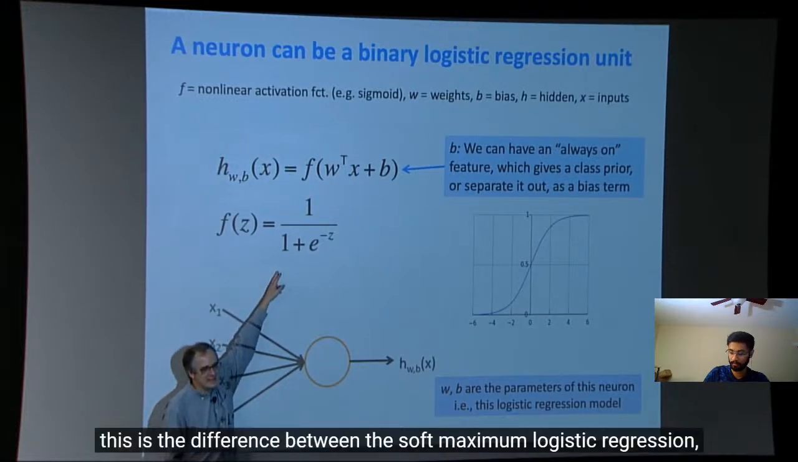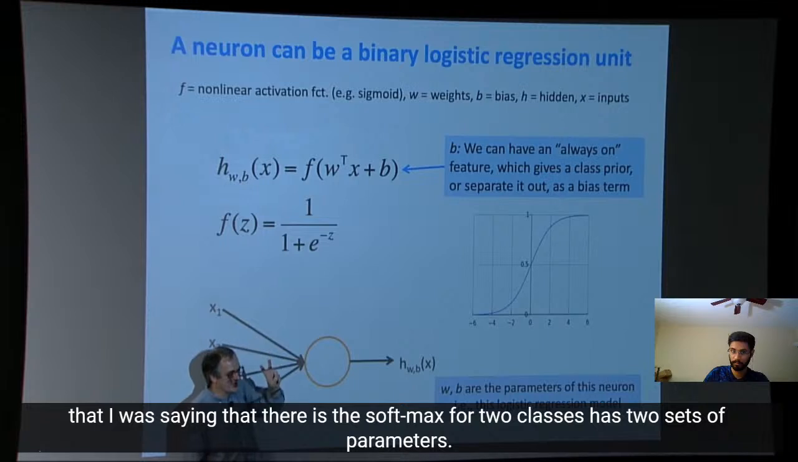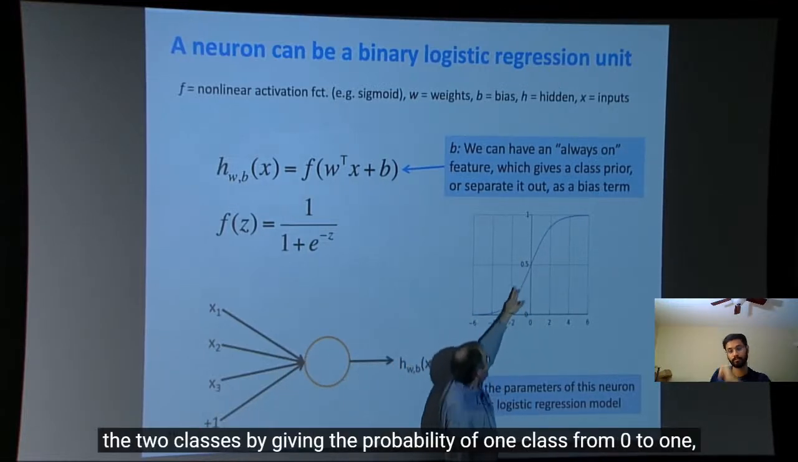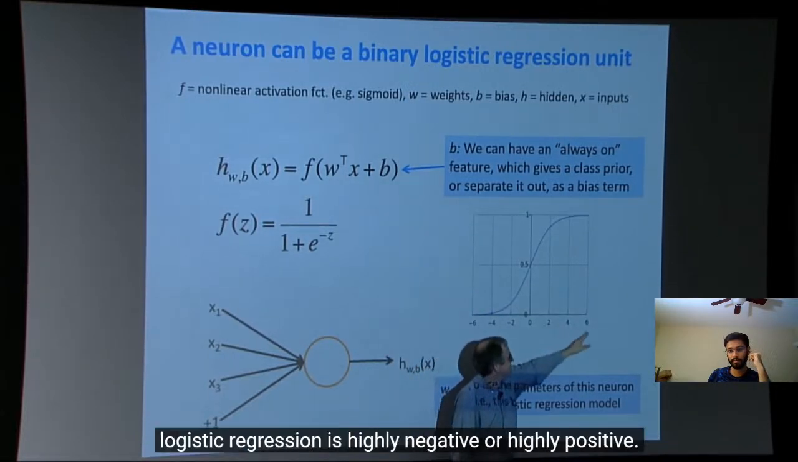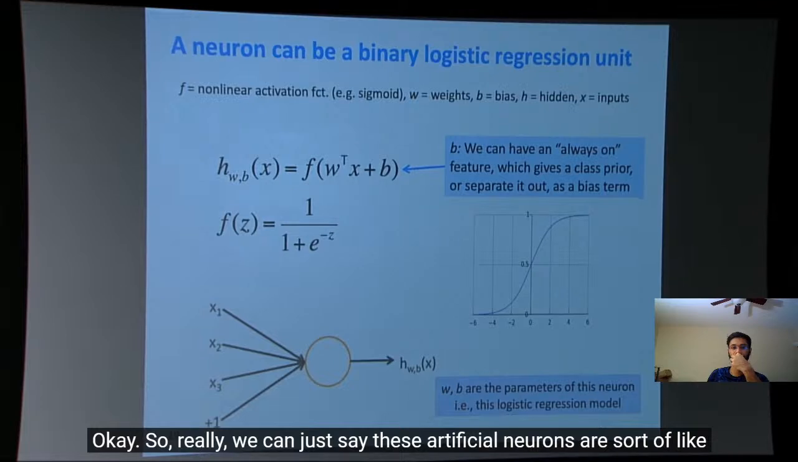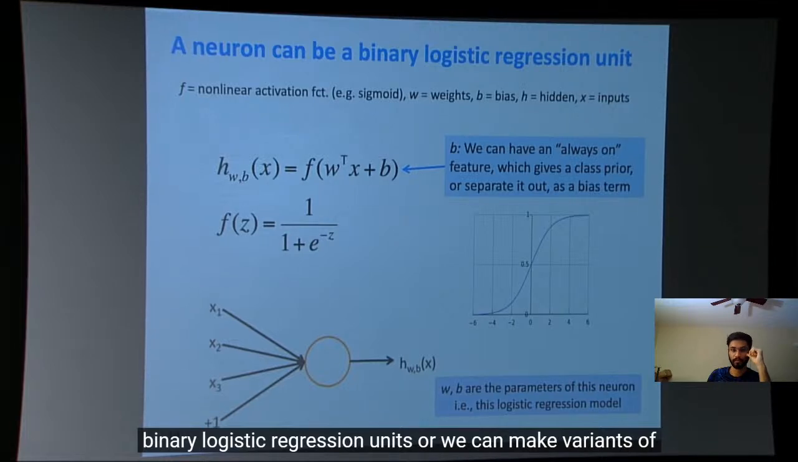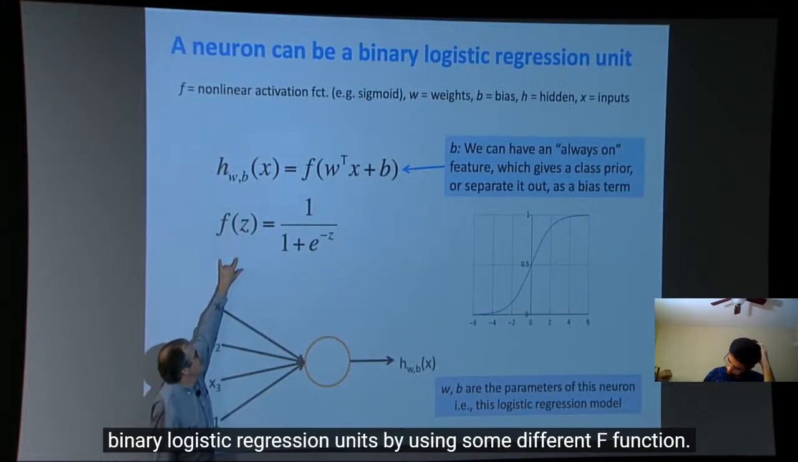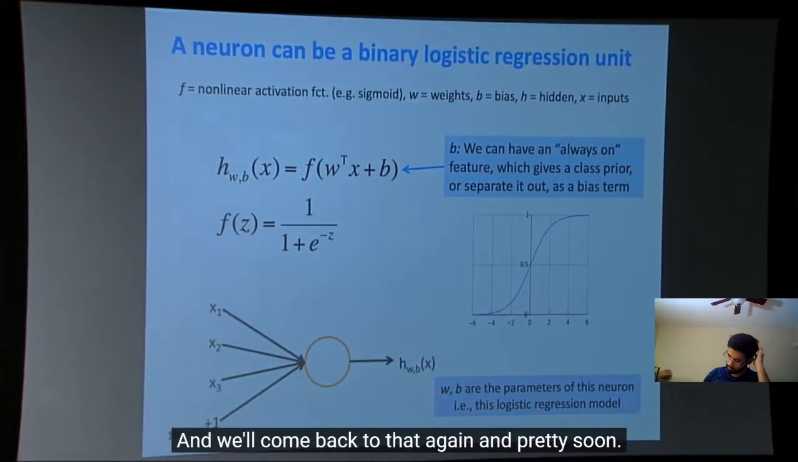And so this is the difference between the softmax and the logistic regression, as I was saying: whereas the softmax for two classes has two sets of parameters, this just has one set of parameters z, and you're modeling the two classes by giving the probability of one class from 0 to 1, depending on whether the input to the logistic regression is highly negative or highly positive. Okay, so really we can just say these artificial neurons are like binary logistic regression units, or we can make variants of binary logistic regression units by using some different f function, and we'll come back to that again pretty soon.